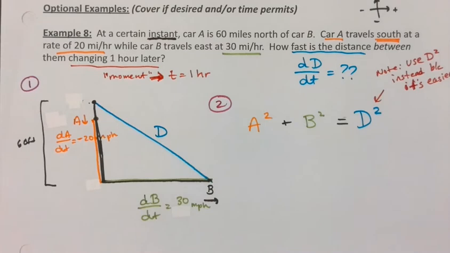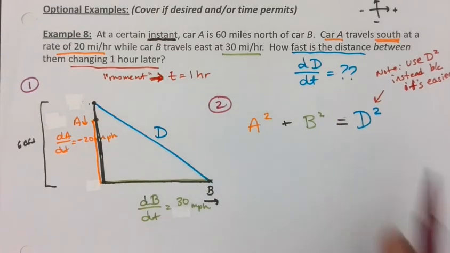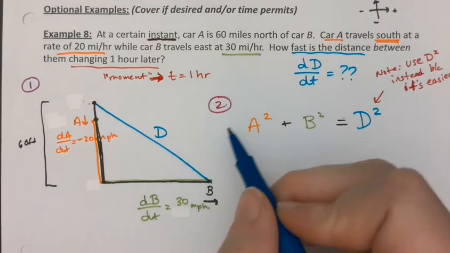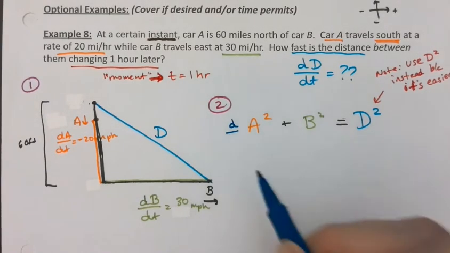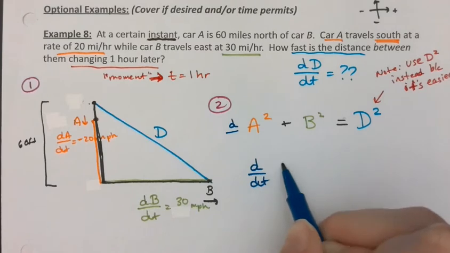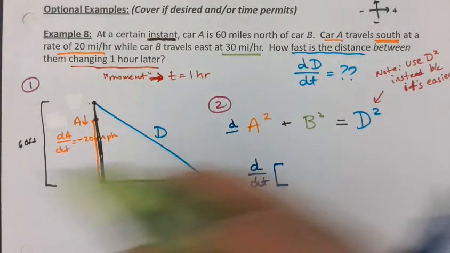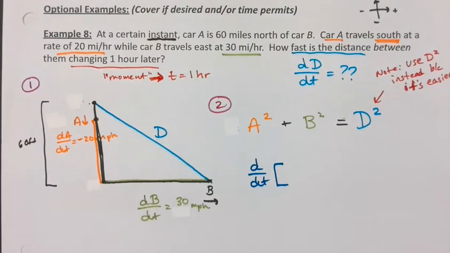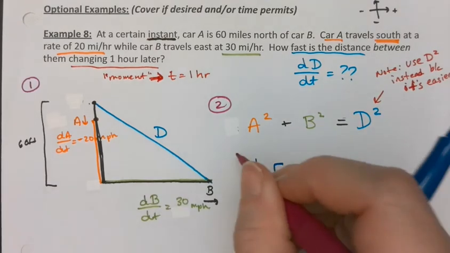We have a formula: a squared plus b squared equals d squared, the classic Pythagorean theorem. So now I want to take the derivative of all of this. Oops, sorry, let me write that down. So d over dt, sorry, this is step 3, right here.